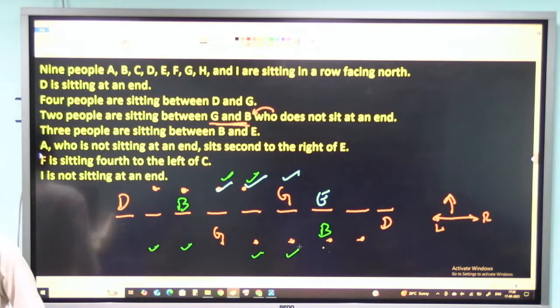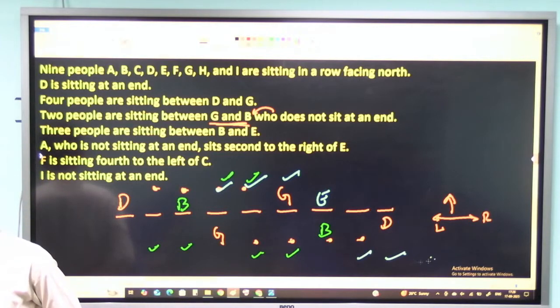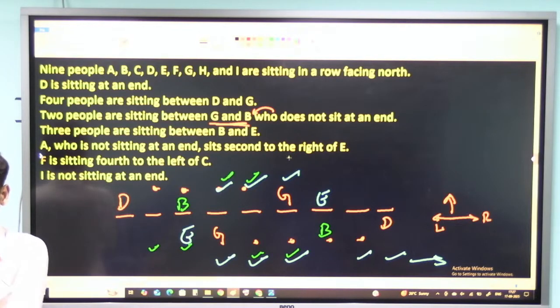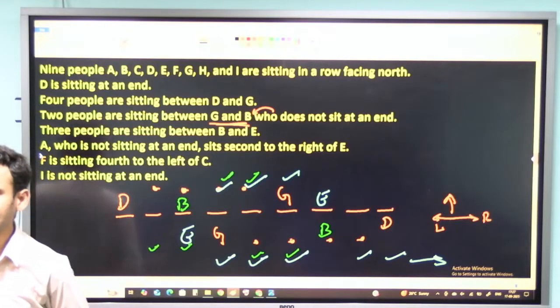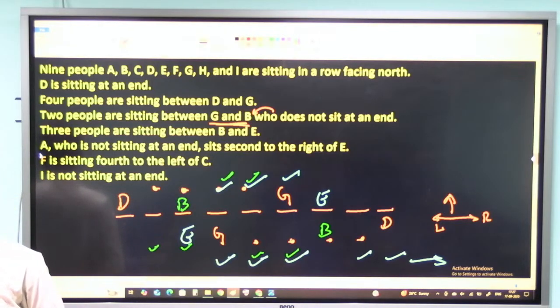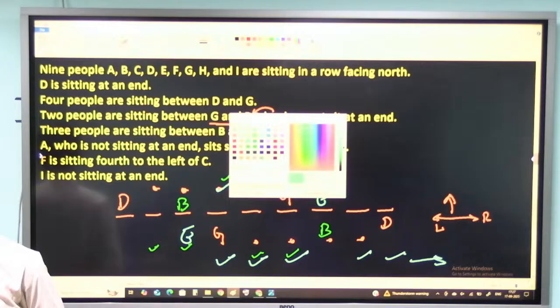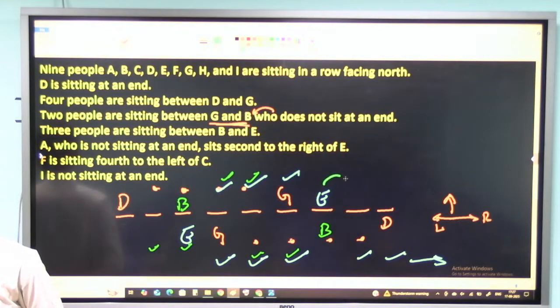Similarly, in the second case, 1 person, 2 person, I can't take E to this end. So I will take 1 person, 2 person, 3 person, E should be sitting here. Next, A, who is not sitting at the end, sits second to the right of E. Let me consider second to the right of E first. So here, E is here, this is the first right, this is the second right, so this should be A. Similarly, here in the second condition, E is here, first right, second right, this should be A.